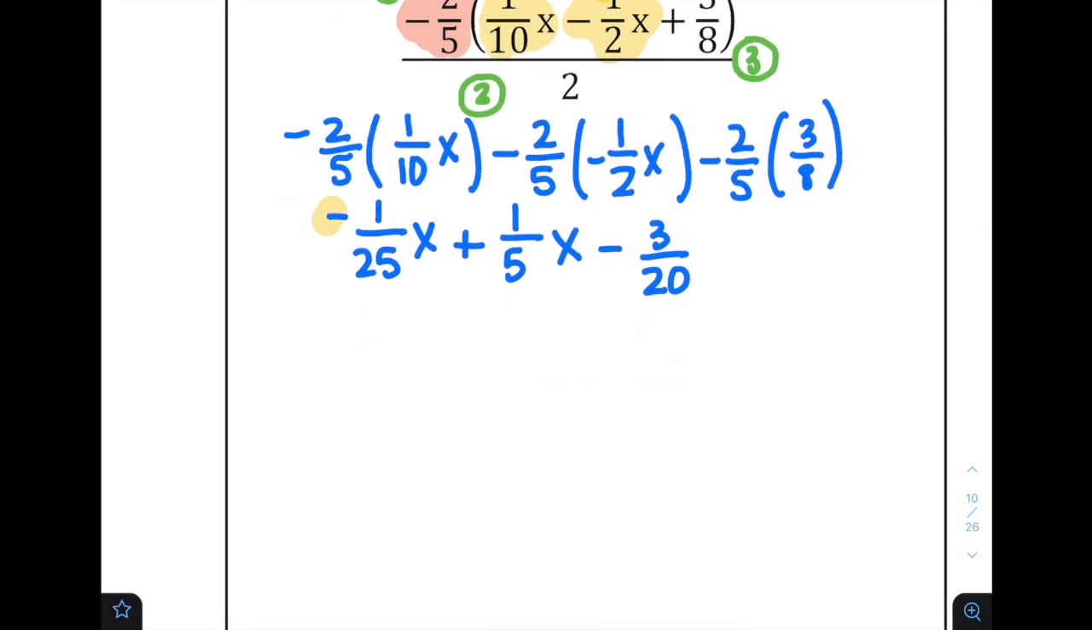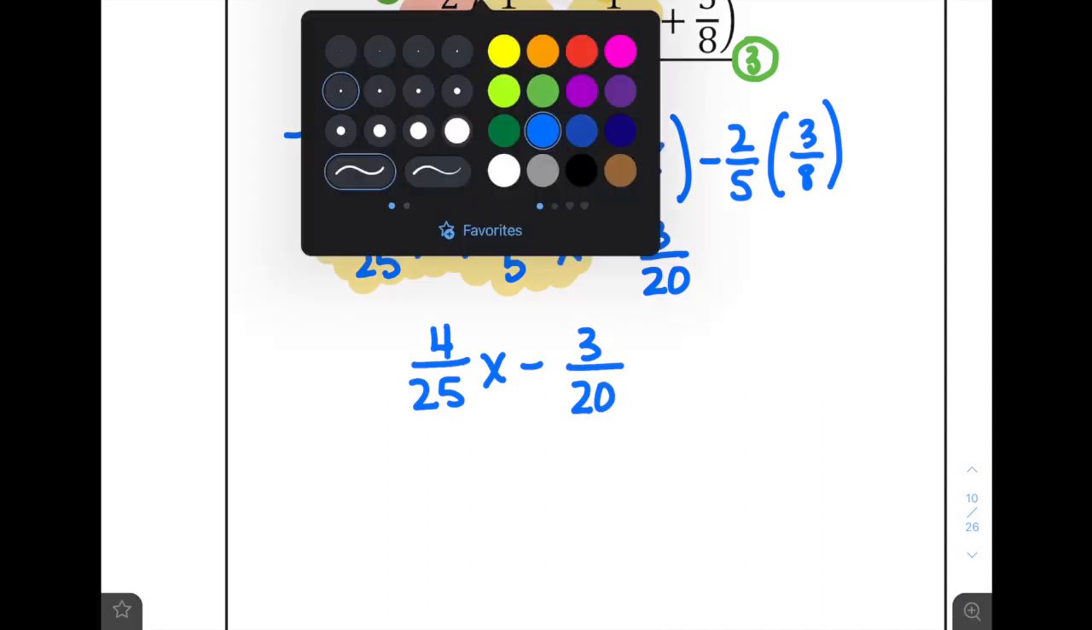I have like terms, my x values. I'm going to combine those. When I combine them to get a common denominator, it would be negative 1/25 over 5/25. I would subtract or add my negative and a positive. I would get 4/25 x minus 3/20. And this whole thing is going to be divided by 2.